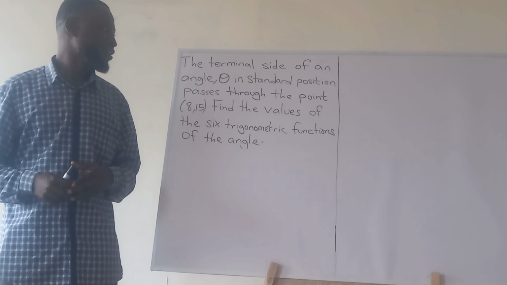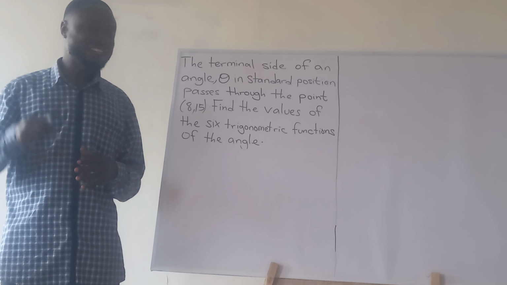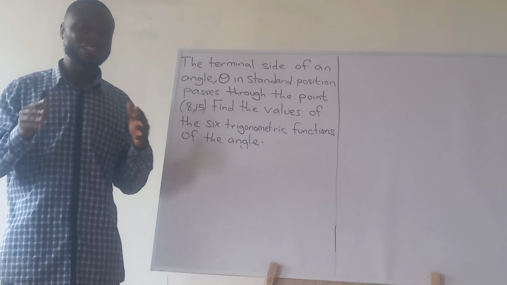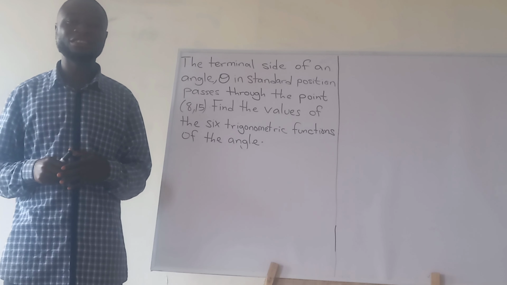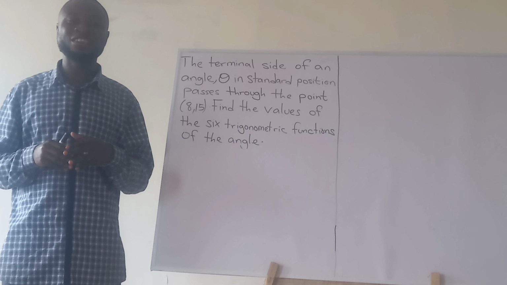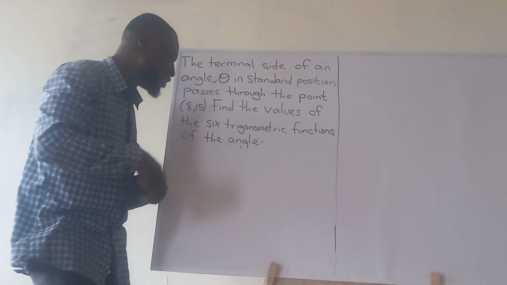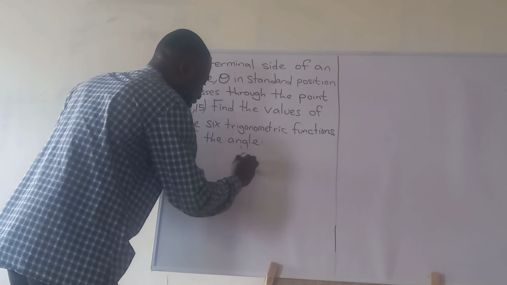Let's solve this. It reads: the terminal side of an angle theta in standard position passes through the point (8, 15). We have to find the value of the 6 trigonometric functions of the angle. Join me, let's solve it. So, solution.